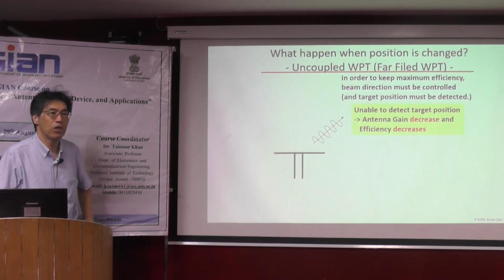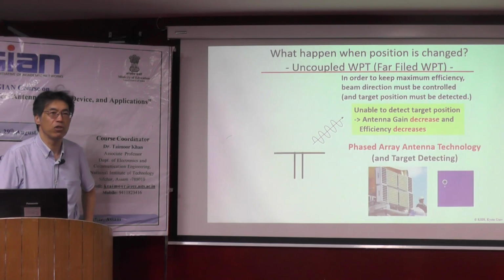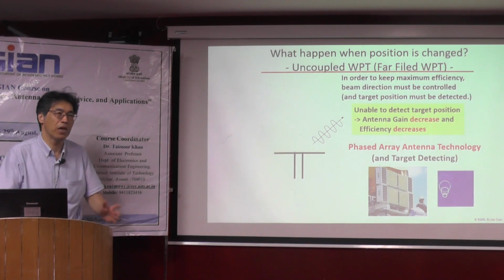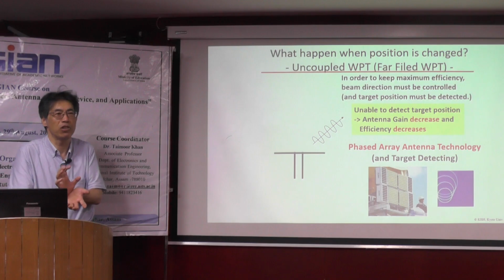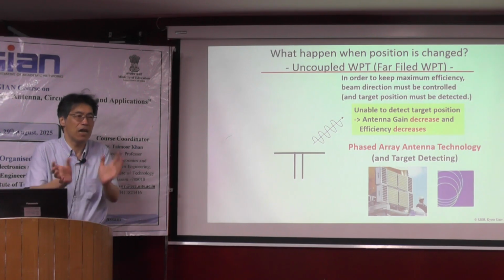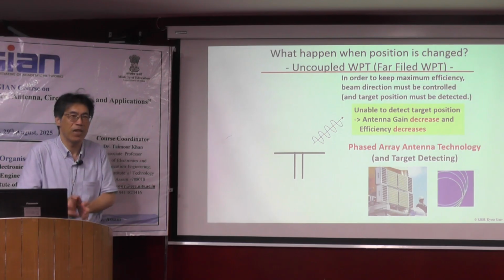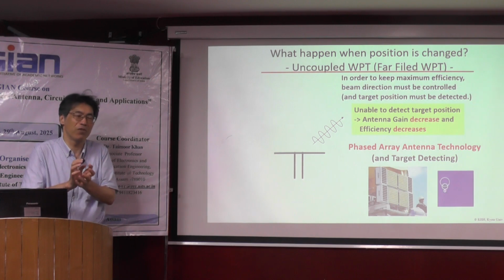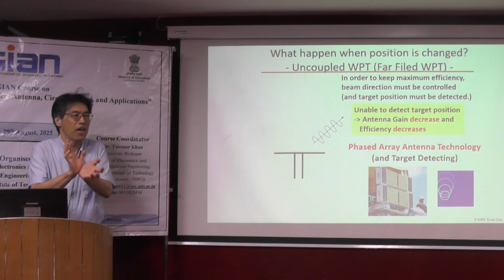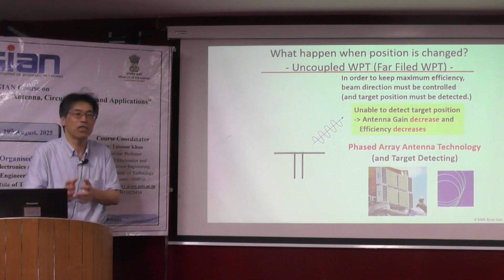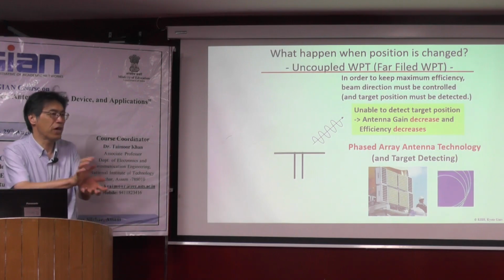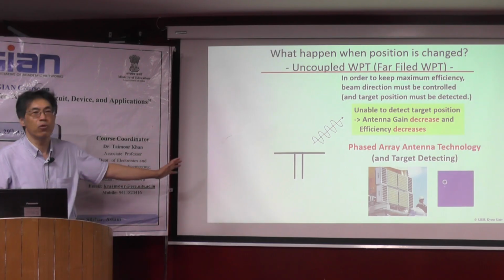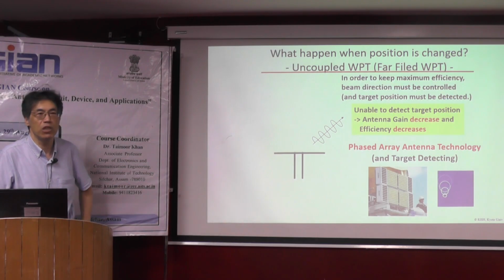We must control the beam direction. So we need phased array antenna technology. Of course, if we have a mechanical antenna controlling system like a parabolic antenna or another aperture antenna, we can do it. But if we move the antenna plane itself, accuracy is not good, and we need very high power to move the antenna plane itself, so there are some problems. So instead of the mechanical moving antenna, we propose phased array antenna technology.